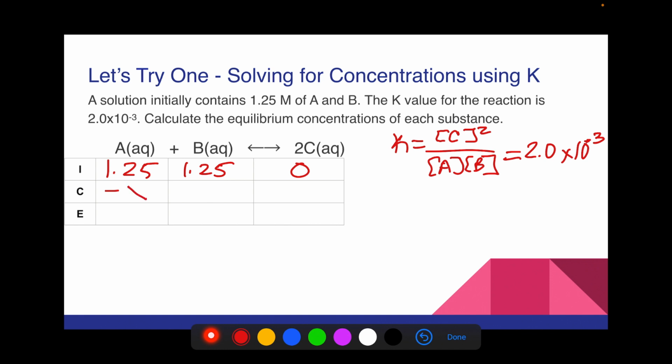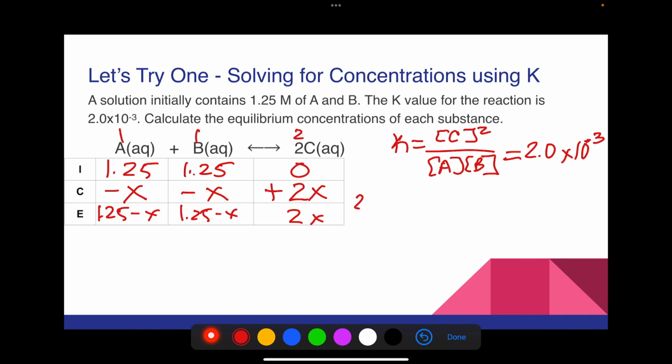So A is going to go down by X, and because A and B are in a 1-to-1 ratio to each other, B will also go down by X. And since C is in a 2-to-1 ratio with A and B, C will go up by 2X. From here, I can do my math, and you'll see that you're left with some complex math to do here.